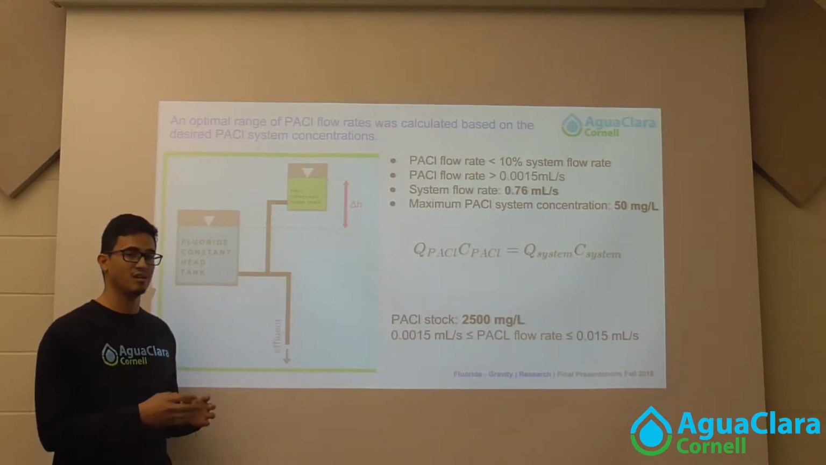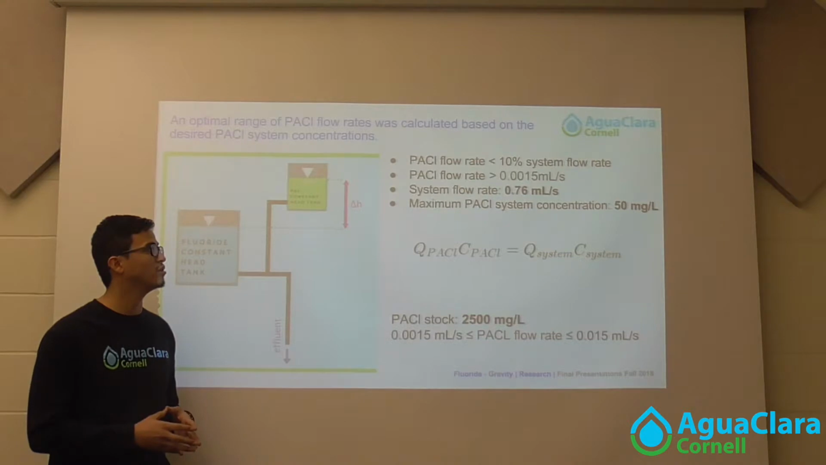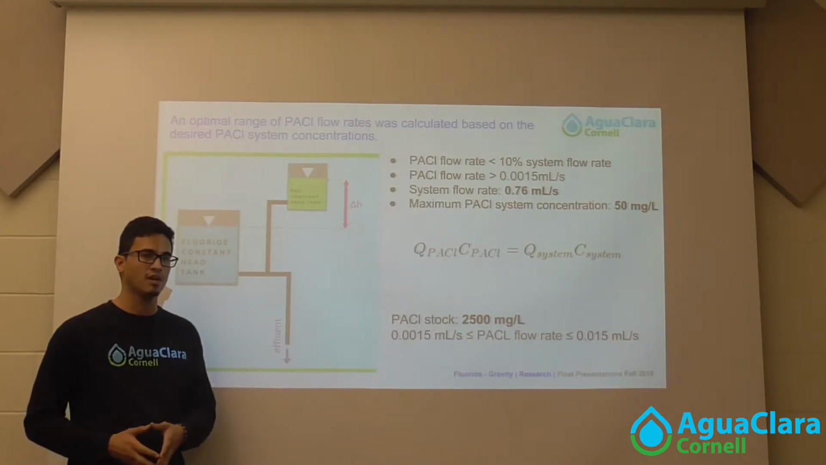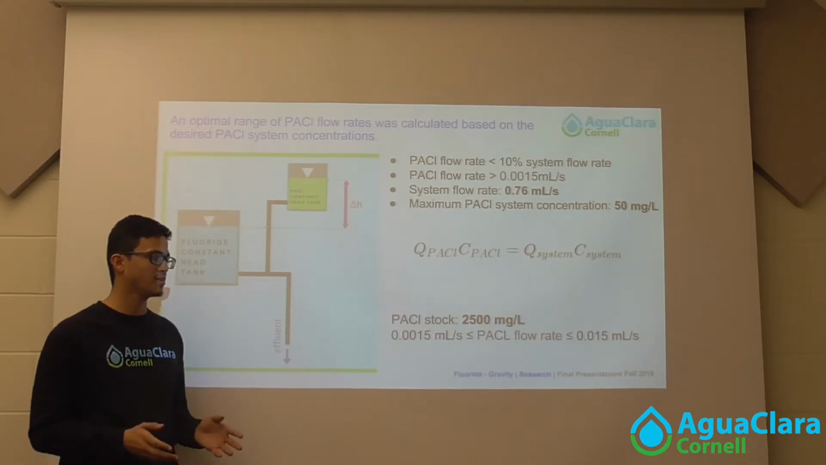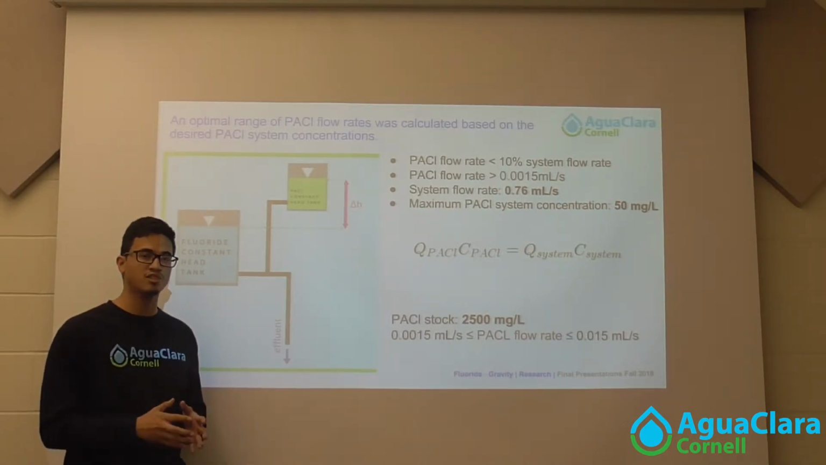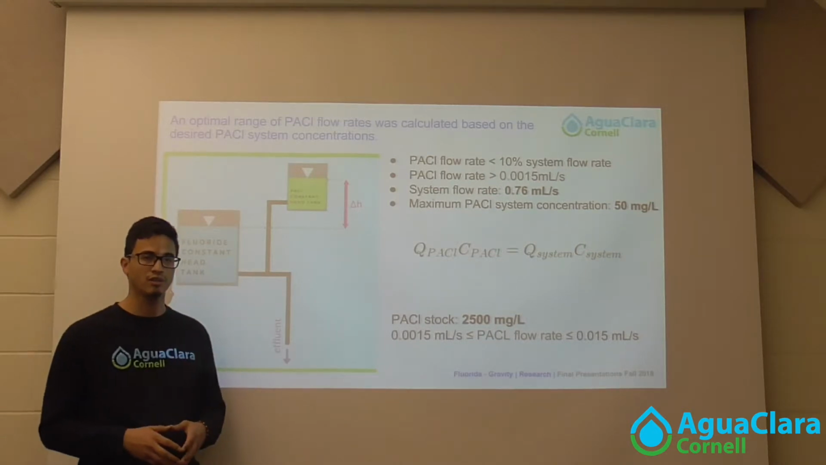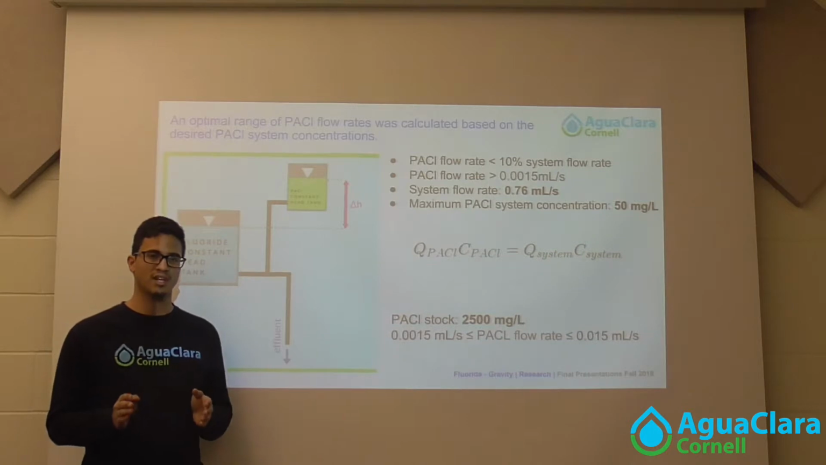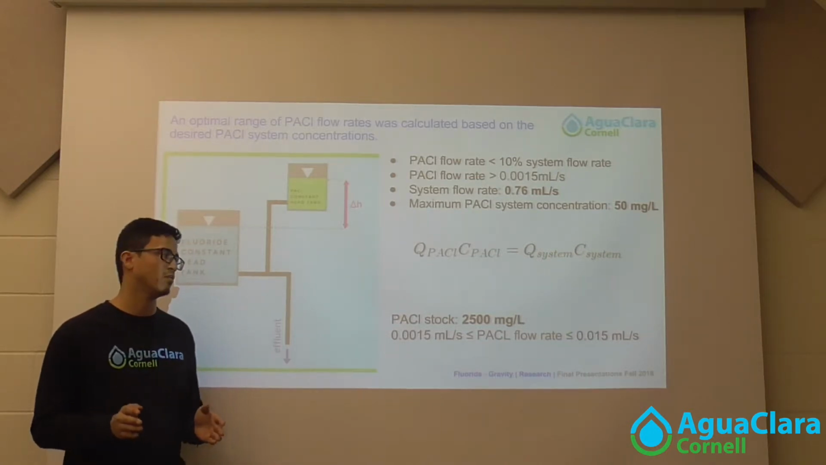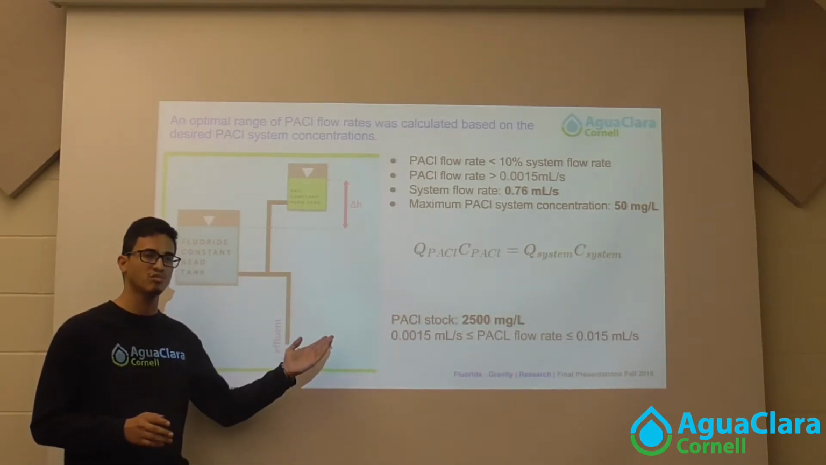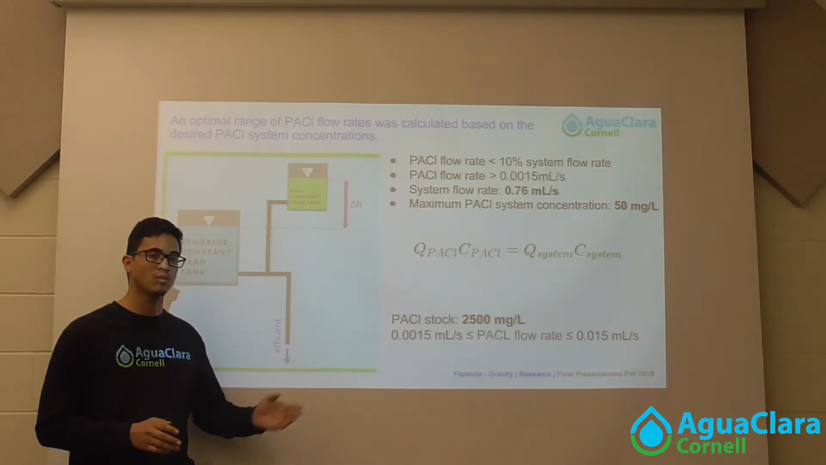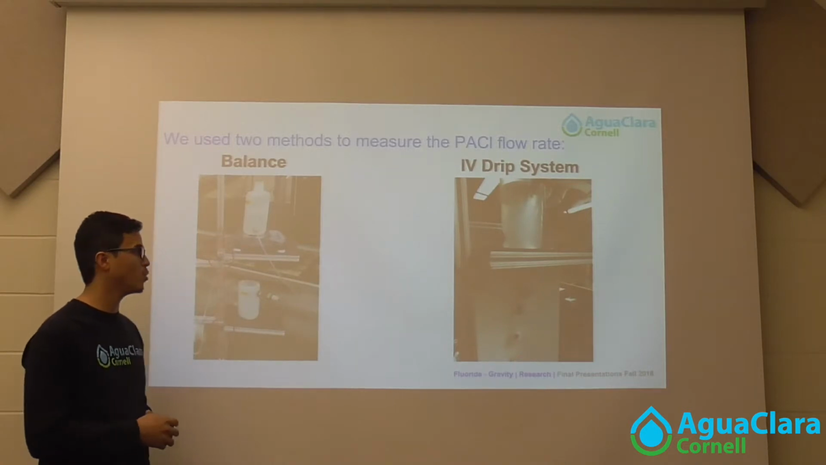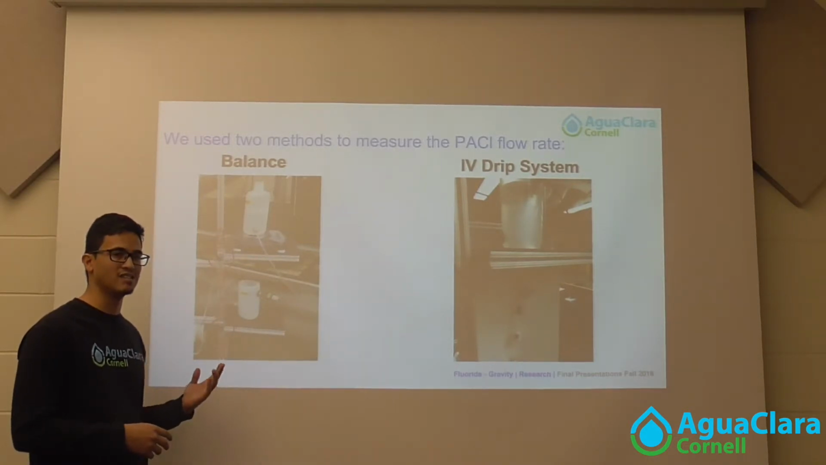We also had a predetermined system flow rate and a maximum PACl concentration based on previous fluoride work. That helped us determine our stock concentration of 2,500 milligrams per liter, and that allowed us to define the window of flow rates that we wanted for our total experiments, between 0.0015 and 0.015 milliliters per second.